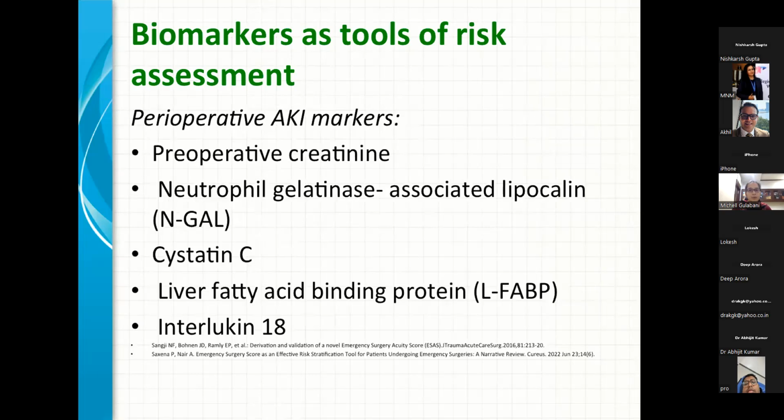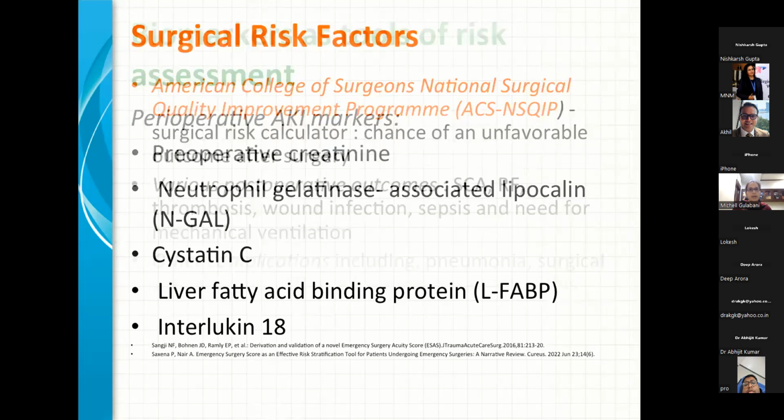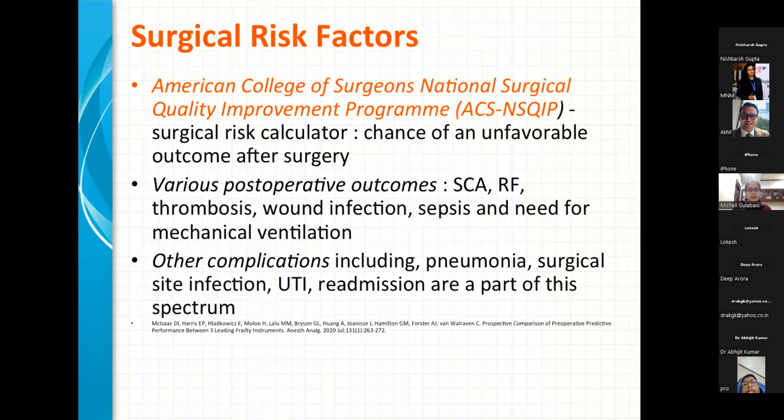Perioperative AKI markers include preoperative creatinine, NGAL, cystatin C, and liver fatty acid binding protein. Now, there are also certain surgical risk tools, like the American College of Surgeons National Surgical Quality Improvement Program, or ACS NSQIP Surgical Risk Calculator, which calculates the chance of an unfavorable outcome after surgery.